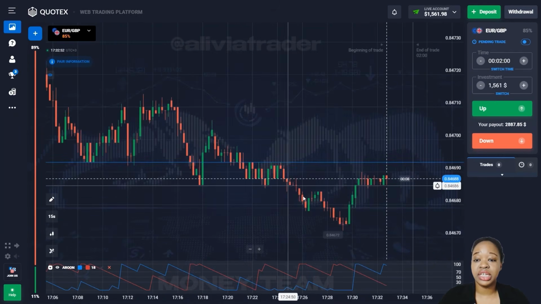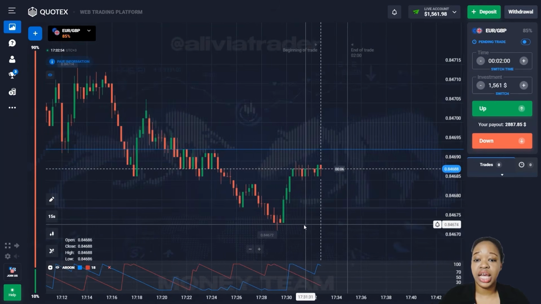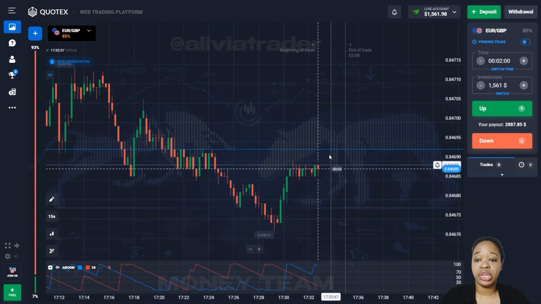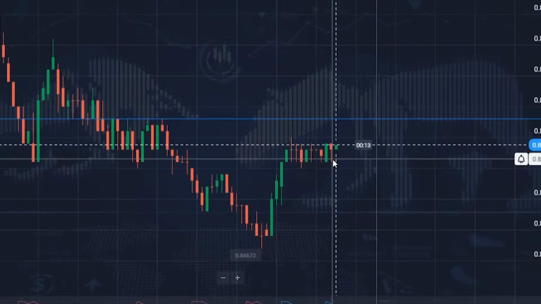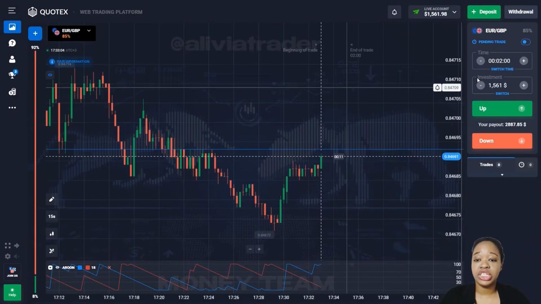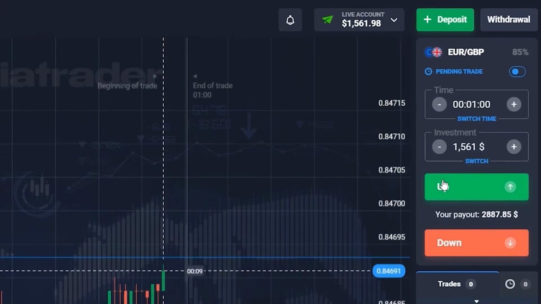So here you can see that the price is moving in the downtrend, and there is also the breaking through of the support level. Currently the price is making a rollback up to this level, and I can see some kind of fading on the graph. In this situation, I'm going to open a trade for 1 minute to go up.